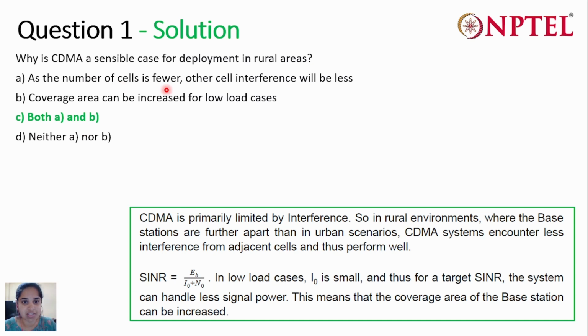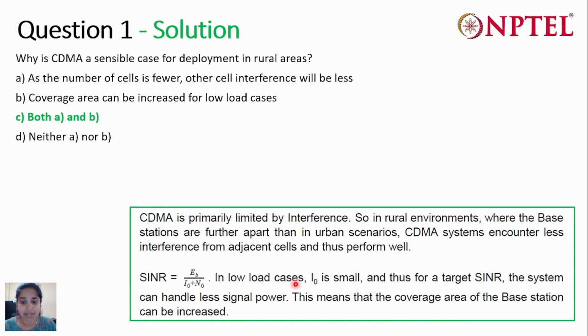As the number of cells is fewer, other cell interference will be less, and coverage area can be increased for low load cases. CDMA is primarily limited by interference. So, in rural environments where the base stations are further apart than in urban scenarios, CDMA systems encounter less interference from adjacent cells and thus perform well. So, if we see the signal to interference noise ratio Eb by I naught plus N naught, here our interference will be less because the base stations will be far apart.